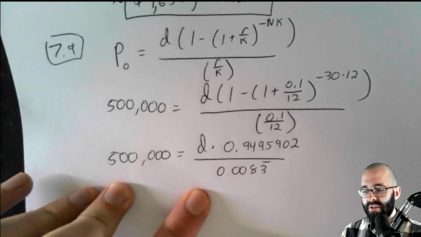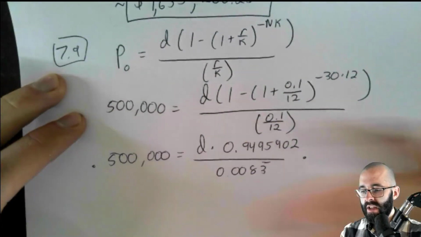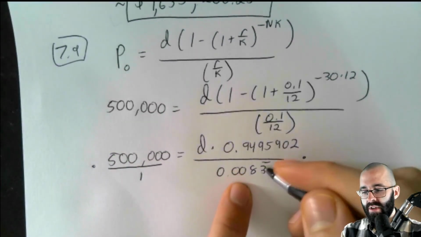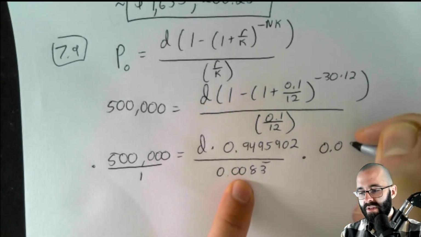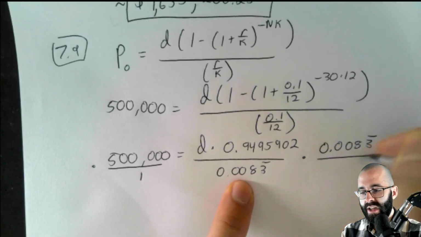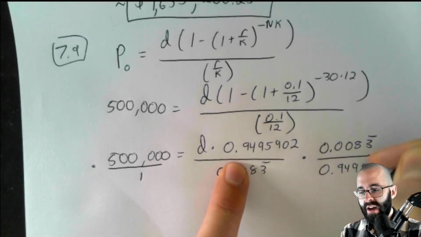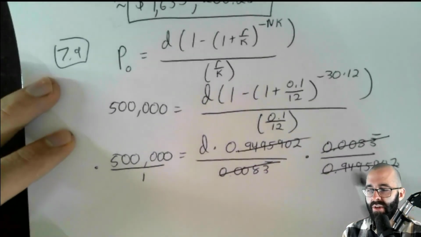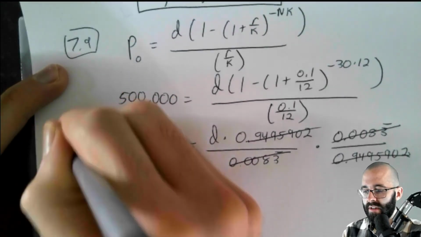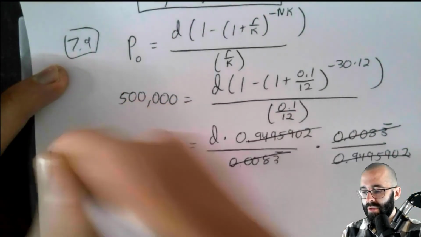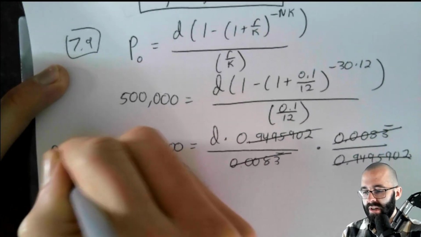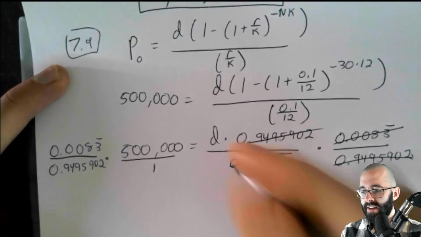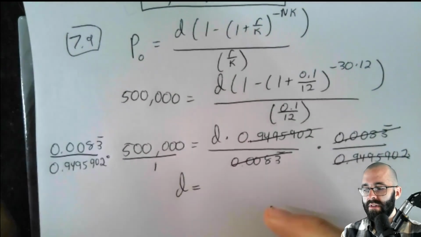So just like before, to solve for D, we multiply both sides of the equation by the reciprocal. And this is a fraction divided by 1 if you'd like. So multiply this by the reciprocal, 0.0083, the 3 is repeating, 0.9495902. That cancels with that. That cancels with that. But what we do to the right-hand side, we also have to do to the left. 0.0083, the 3 is repeating, divided by 0.9495902. Multiply this out on the left-hand side, and we will have our monthly withdrawal.